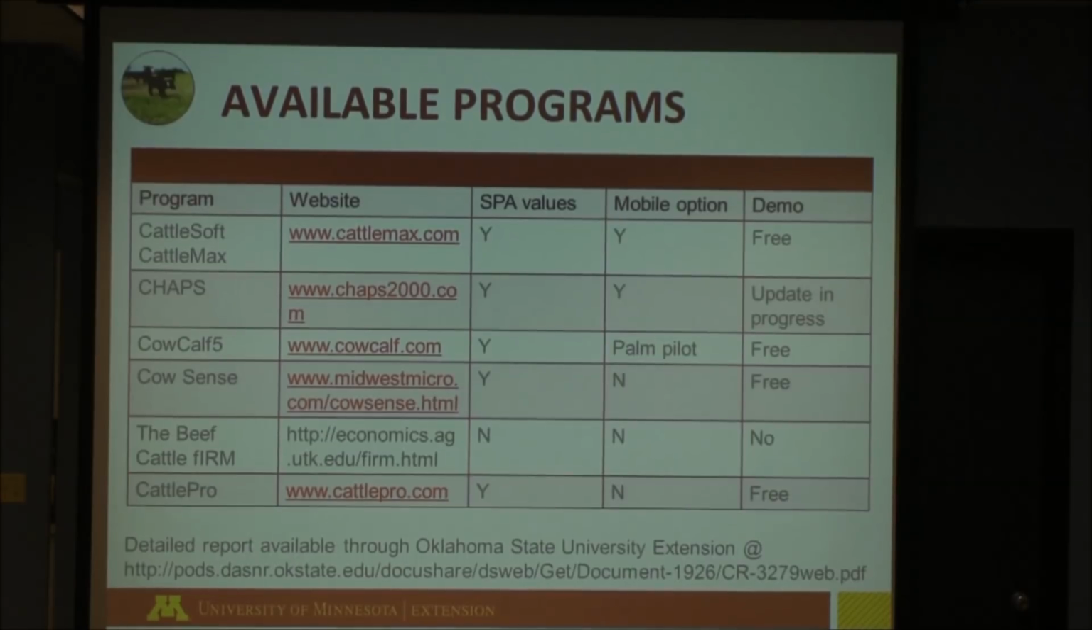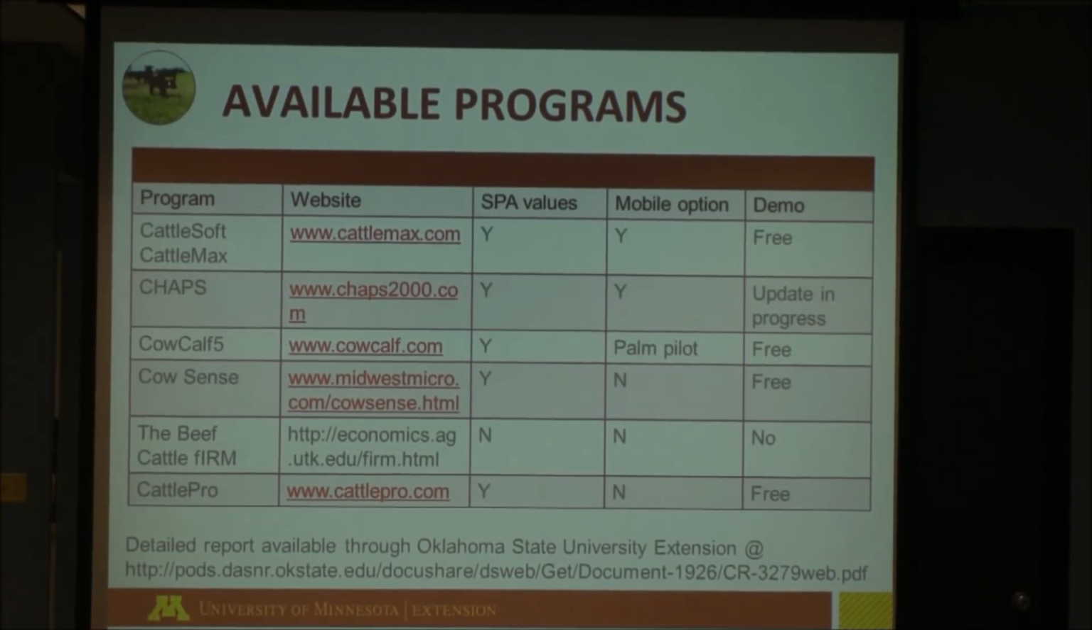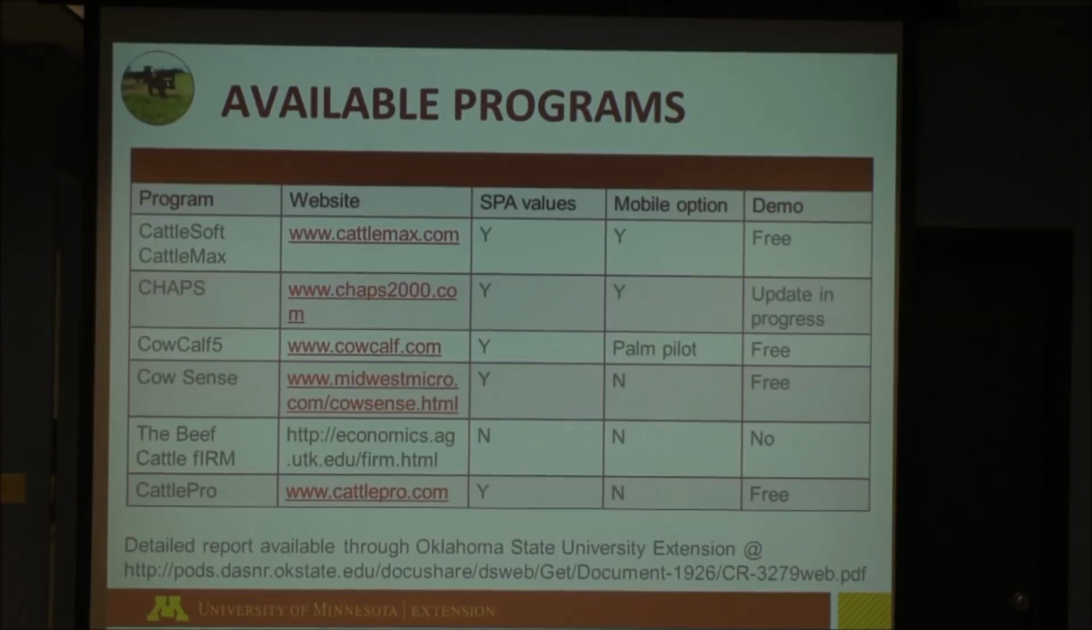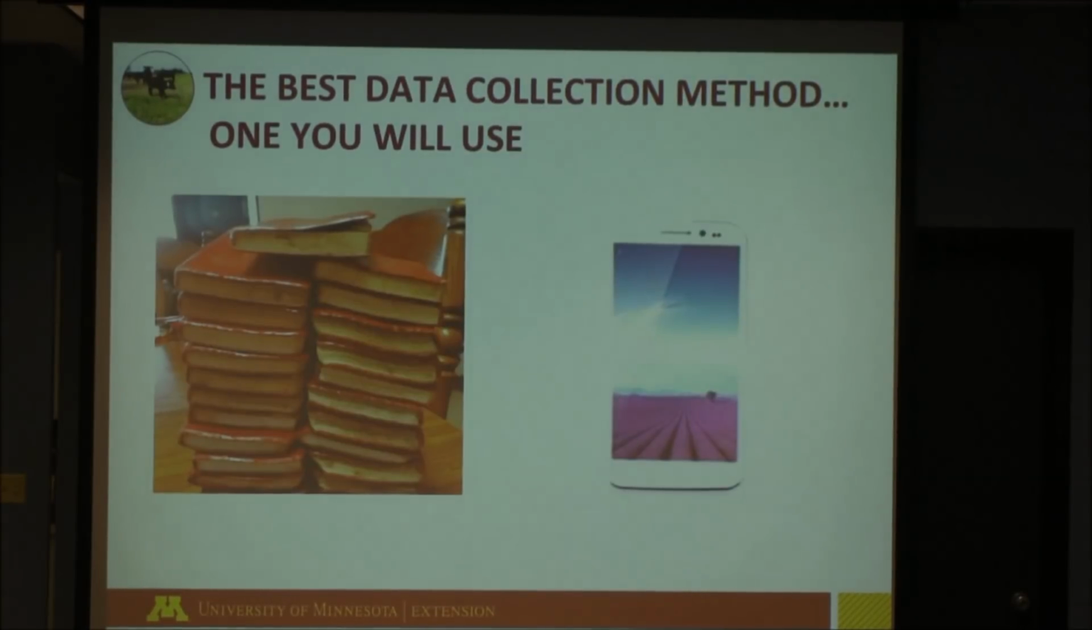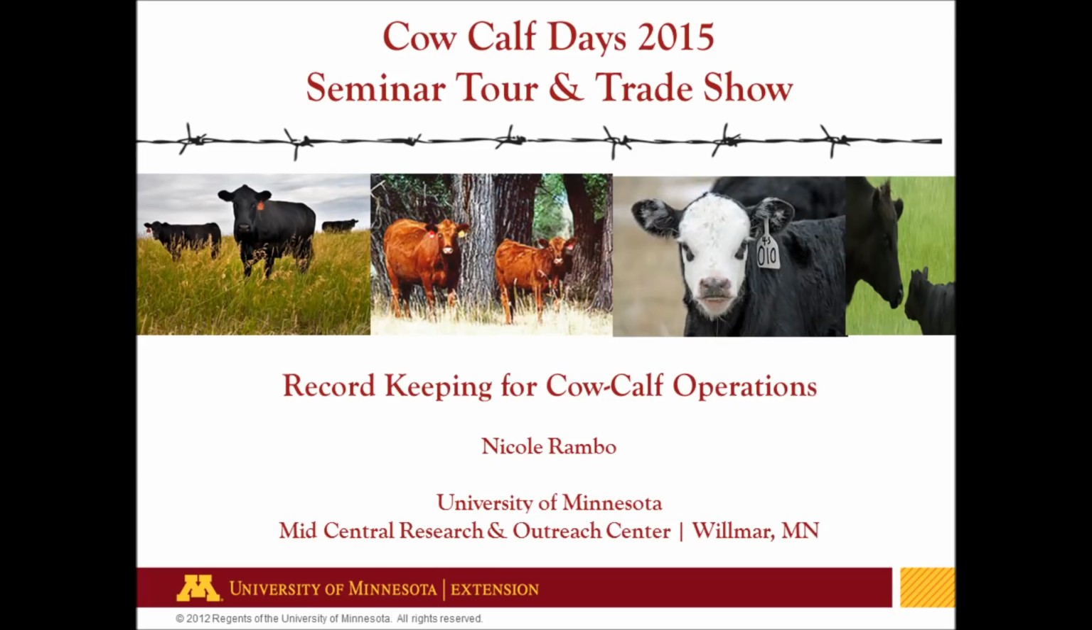Most all of them take this SPA approach, that standard methodology. Some of them have mobile options, and basically all of them have free demos. They'll let you use the full thing for 30 or 60 days, and I strongly recommend that if you're going to go ahead and buy one of these softwares, don't just click through it a couple times and say this one's good. Sit down, enter some records, make sure it's something you're actually going to use. And what's the best data collection method? Well, it's the one that you are going to use.